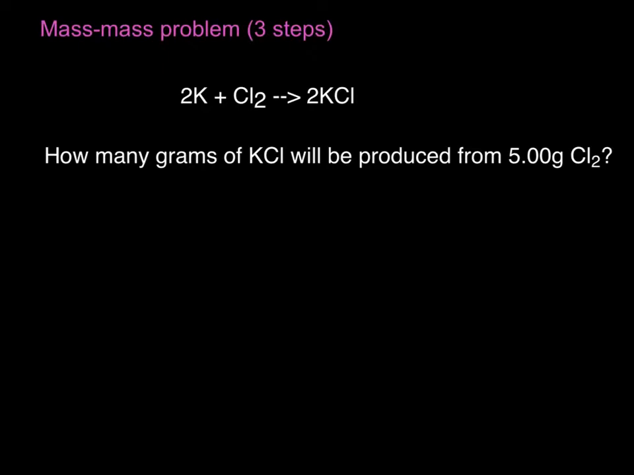Okay, the last type of problem, which is from page 3 in your packet. These are mass-to-mass problems. These are 3-step problems. They're the longest ones, but the process is the same. Okay, same equation. This question asks how many grams of KCl will be produced from 5 grams of chlorine. So in this problem, we don't need the potassium. Stop the video and try it on your own.